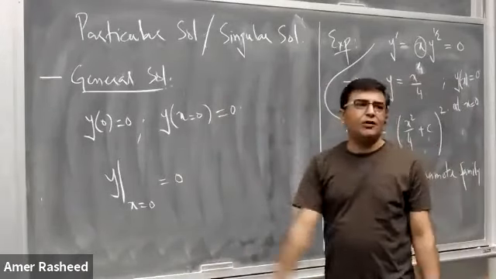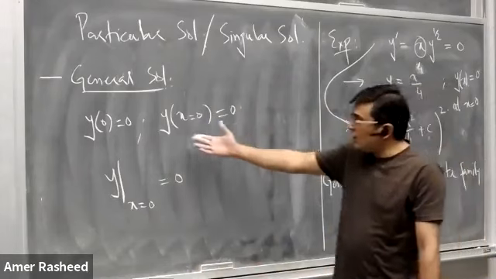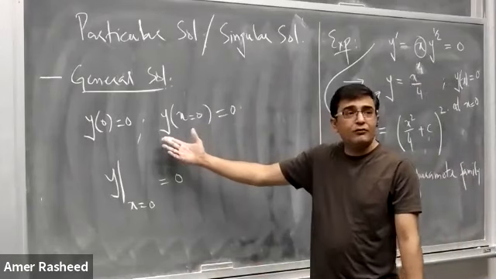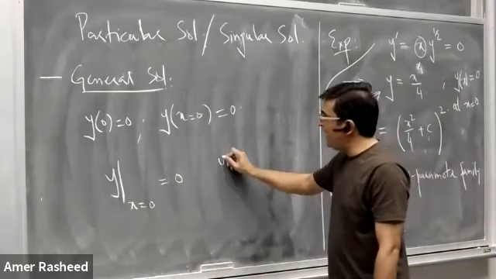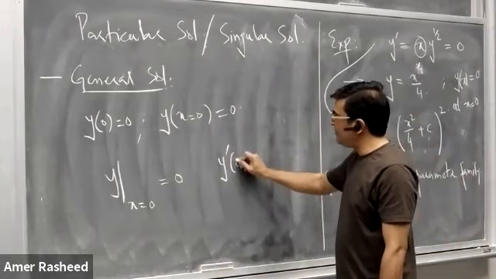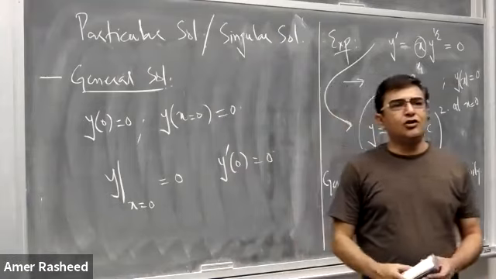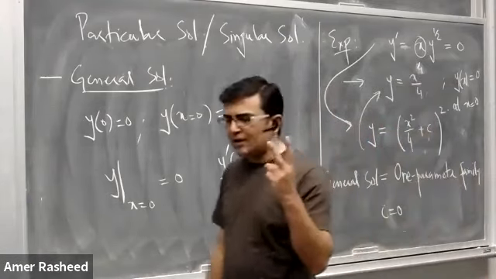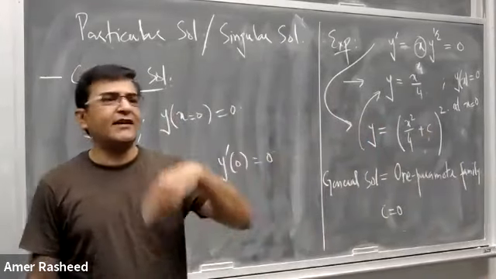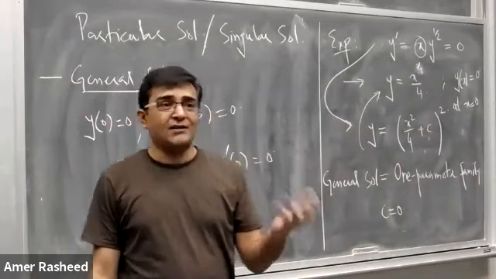The initial condition is not necessarily only for y. It can be on y dash as well: y dash of 0 is equal to 0. In second order differential equations, you need two initial conditions. The first condition is on y and the second condition is on y dash.